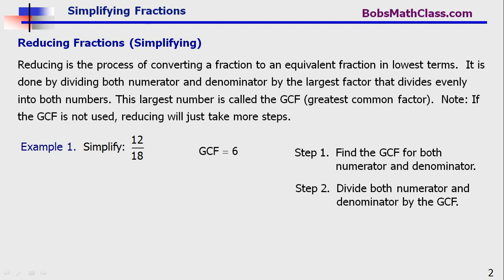So now what we're going to do is divide both numerator and denominator by the GCF. So divide both of them by 6. So 12 divided by 6 and 18 divided by 6 gives 2/3. And that's the answer because there's not another number that divides evenly into 2 and 3. And that's because we used the GCF.